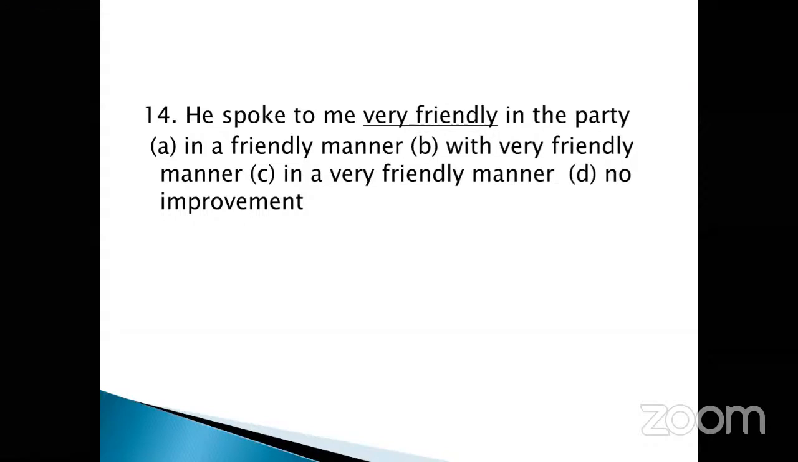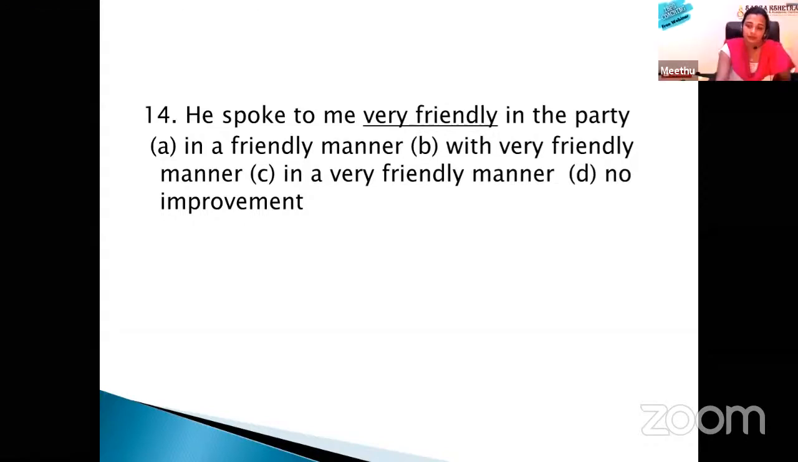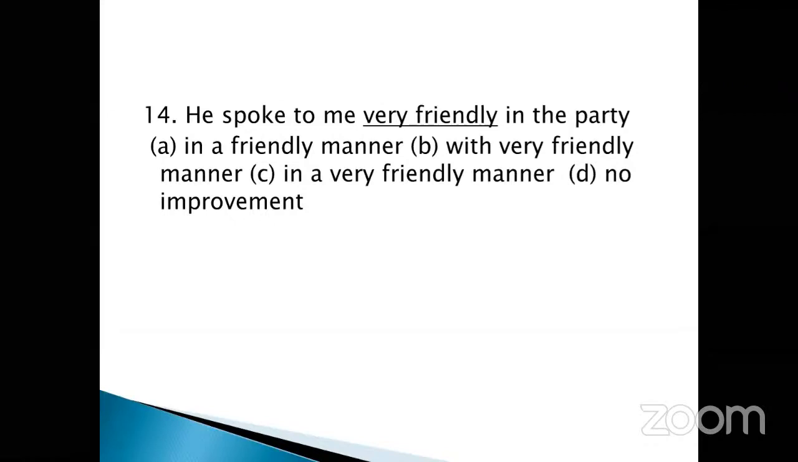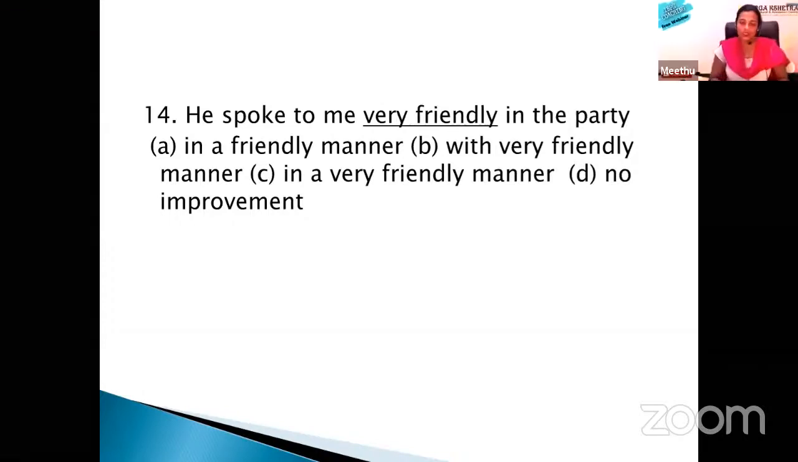Madam, question not appearing. Where is the question? We can't understand about the question. The question is, there is an underlined group of words in the sentence. You have to look whether it is correct or not. He spoke to me very friendly in the party.